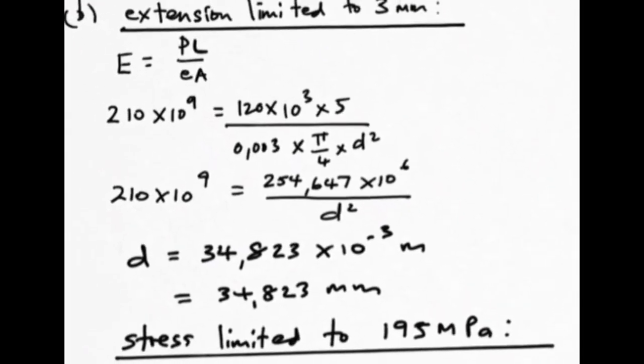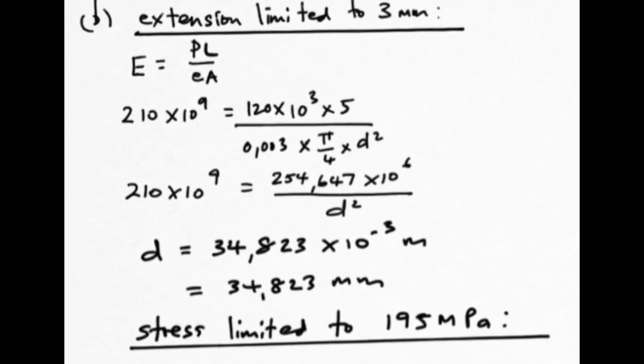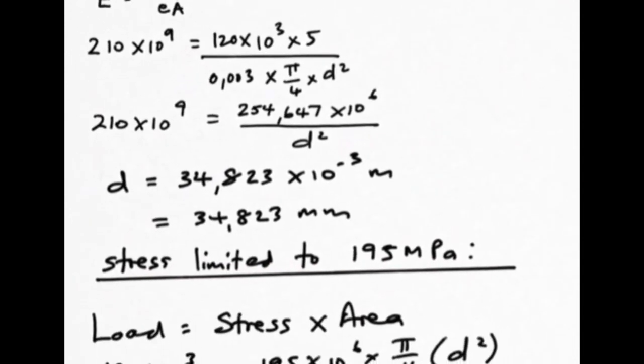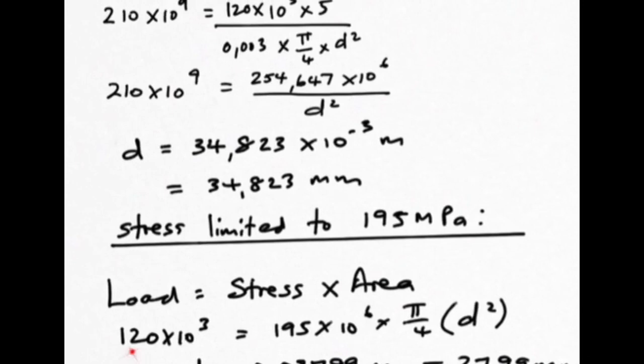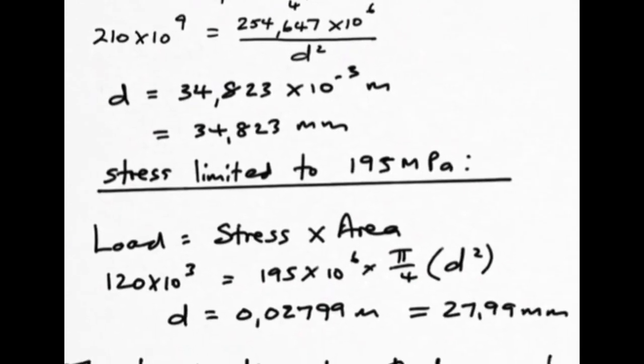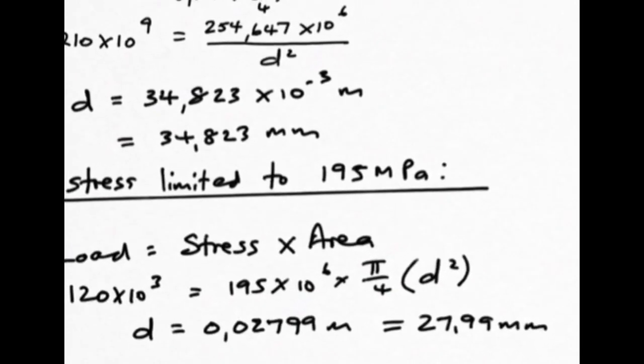The other half said, whilst all this is happening, we are not allowed to have the stress exceed 195 megapascals. Now remember what stress was. Stress was load over area, or load is stress times area. And this 120 kilonewtons must not exceed 195 megapascals of stress. So we simply solve for the diameter, and we find that the diameter is 27,99 millimeters.